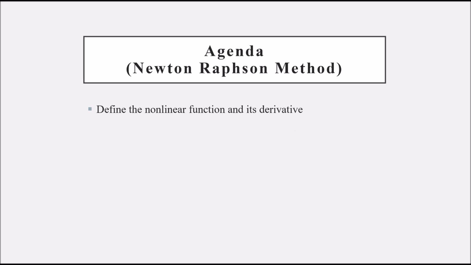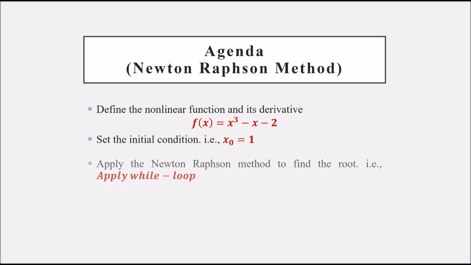Initially we need to define a nonlinear function and its derivative. We are considering a function f(x) = x cubed minus x minus 2, which is a nonlinear function, and after that we will use its derivative also. Then we are going to set the initial condition to 1, that is x naught is equal to 1.